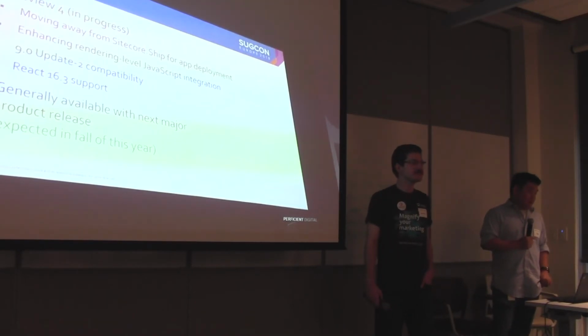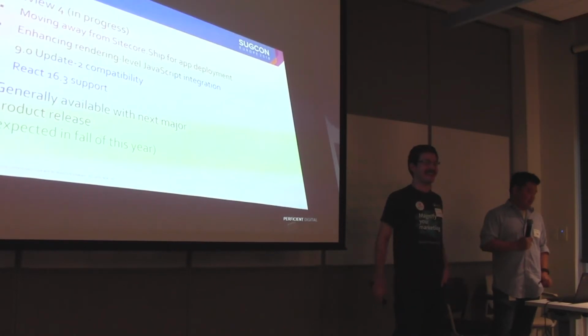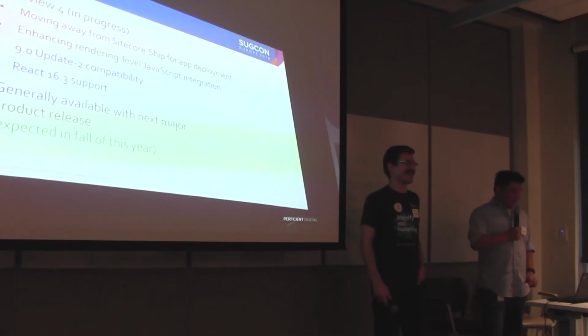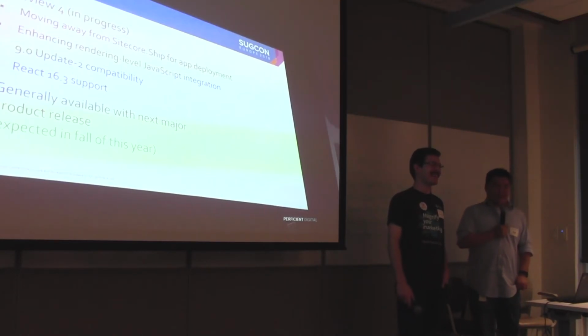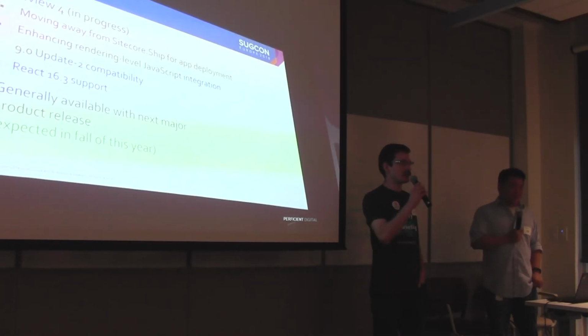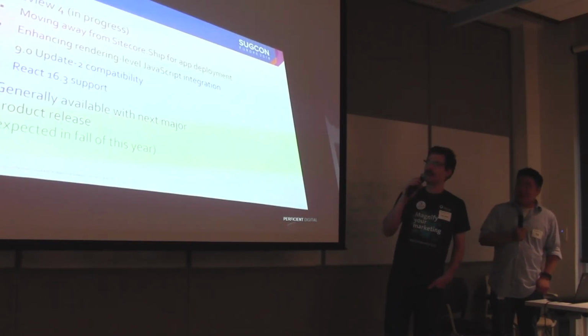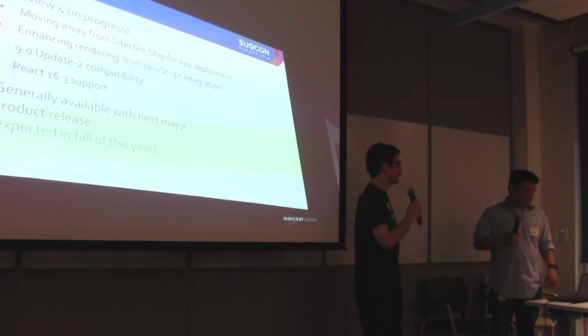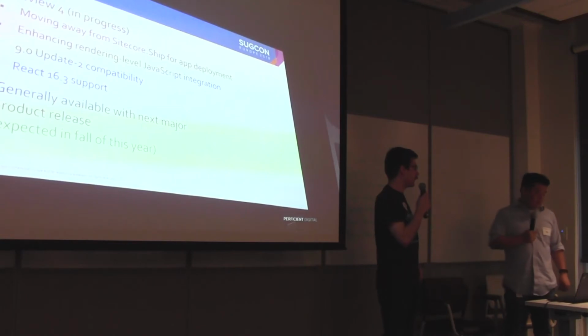Did they actually mention an actual release? Not sure. Preview 4, I think. Generally available with the next major product release. So Preview 3 is out, and Preview 4 is coming, and then officially, I don't think they said when. I thought that's like the general availability. I don't think they said when Preview 4.